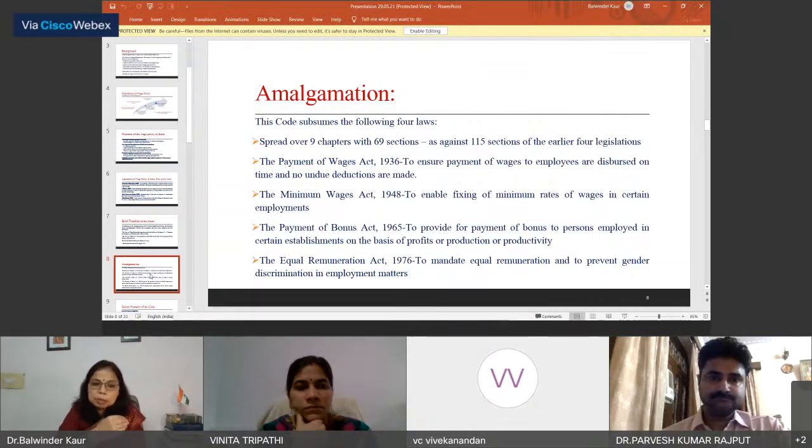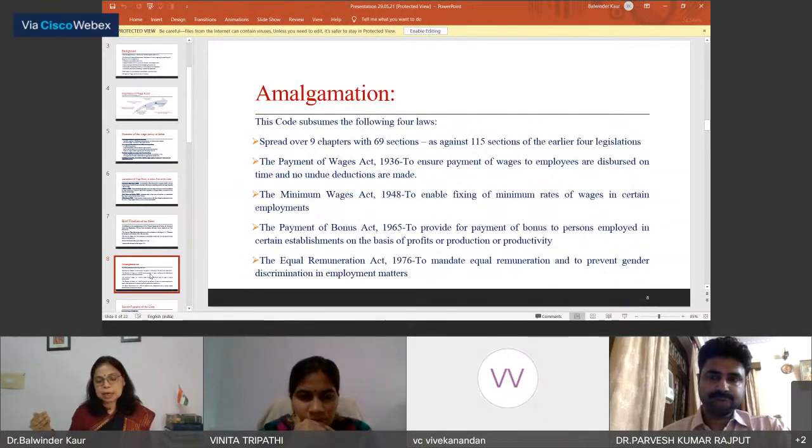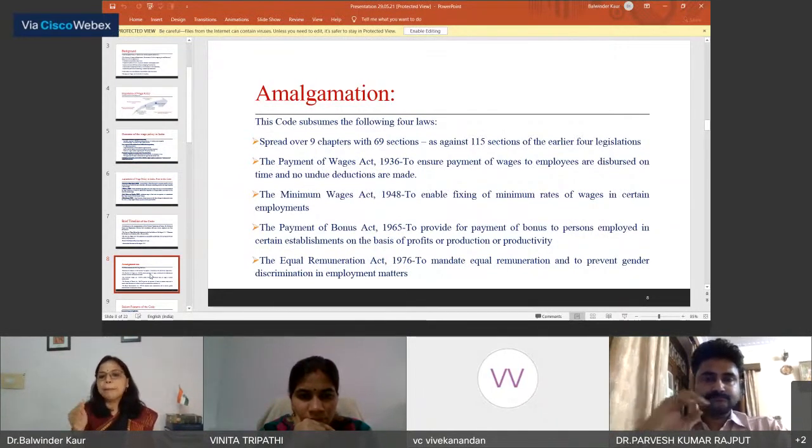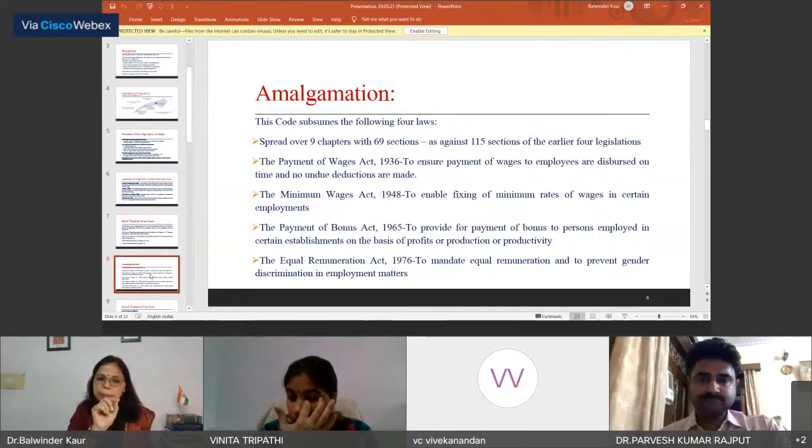First is the Payment of Wages Act of 1936, to ensure that wages to employees are disbursed on time and no undue deductions are made. Under this Payment of Wages Act, there is a provision that when the employer deducts, that deduction should be an authorized deduction. So this was the one act which used to regulate the deduction and payment of wages, and what would be the period of payment of wages. And this is now part of the Code on Wages.